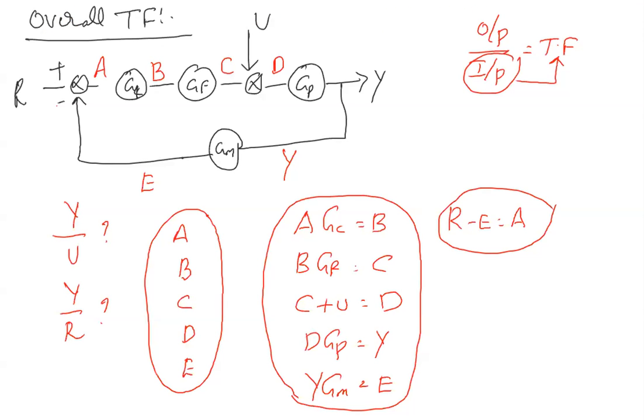Let's take this equation Y equal to D GP. What is D? C plus U. What is C? B GF. What is B? A GC. What is A? R minus E. What is E? Y GM. So like this, substitute. Clear?